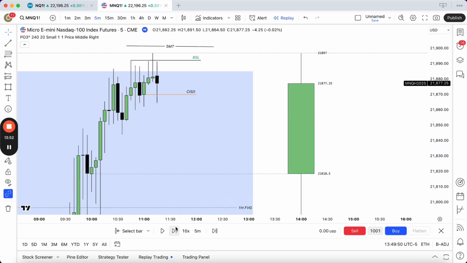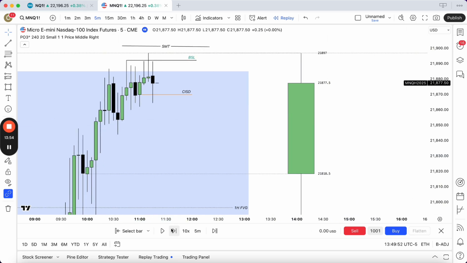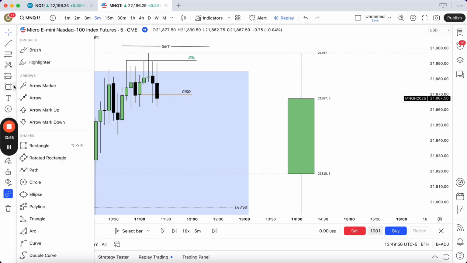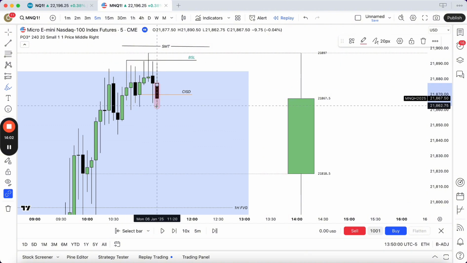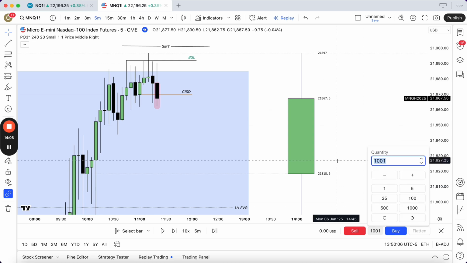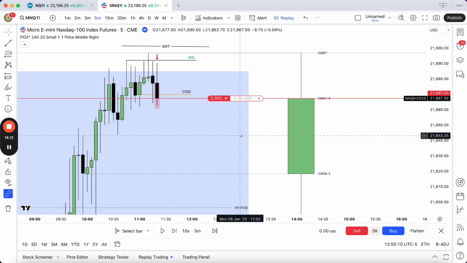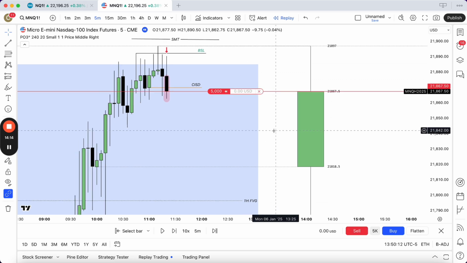So let's see. Okay, we get that closure. This would be the entry. Highlighter right here, this is the candle closure. So which means we would go, you know what, let's do 5,000 micros. So we would go short right here.